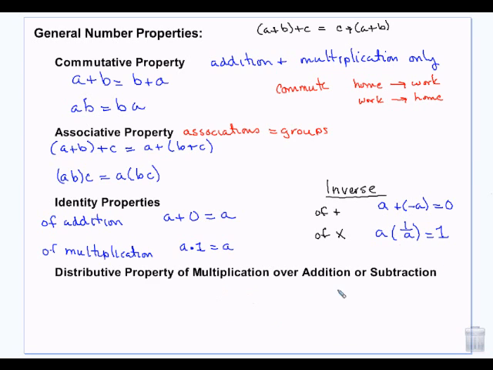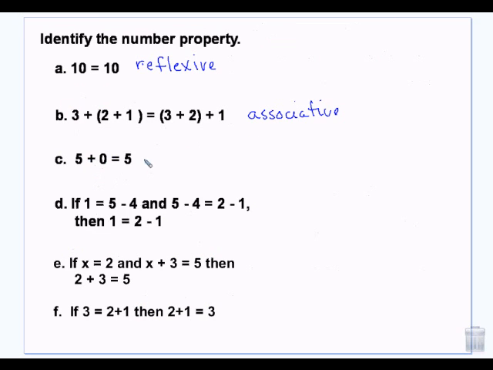And then we did this one, distributive property of addition, or multiplication over addition or subtraction. So A times (B plus C) and A times (B minus C). Okay, 5 plus 0 equals itself.